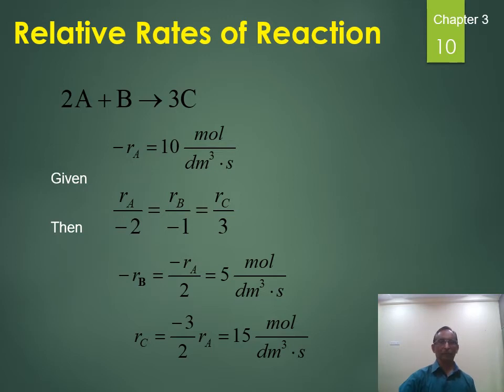Suppose you are comparing rA and rB, then by cross multiplication, substituting minus rA equal to 10, you get minus rB as 5. This is very simple to compare. Any comparison you can do with the help of that. If you have 4 species, you can have four comparisons. Sometimes they ask in objective questions: what is the value of minus rB? What is the value of plus rC? As minus rA is given, you have to compare with A and identify the value of plus rC.